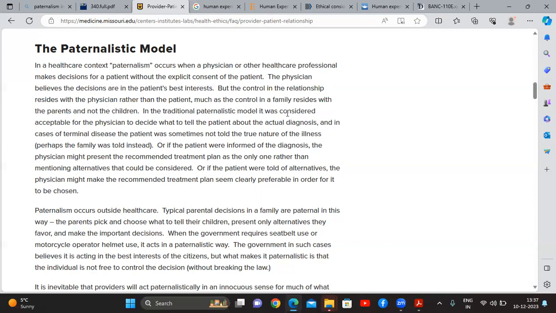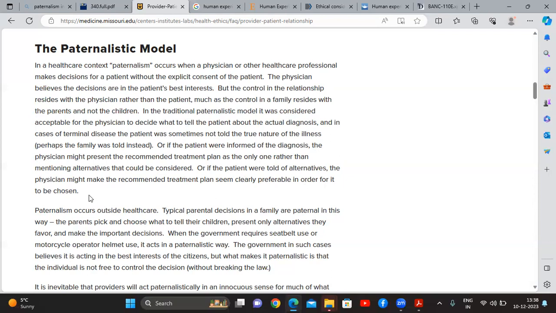So in the traditional paternalistic model, it was considered acceptable for the physician to decide what to tell the patient about the actual diagnosis. And in the cases of terminal disease, the patient was sometimes not told the true nature of the illness. Perhaps the family was told instead. Or if the patient were informed of the diagnosis, the physician might present the recommended treatment plan as the only one rather than mentioning alternatives that could be considered. Or if the patient were told of alternatives, the physician might make the recommended treatment plan seem clearly preferable in order for it to be chosen.